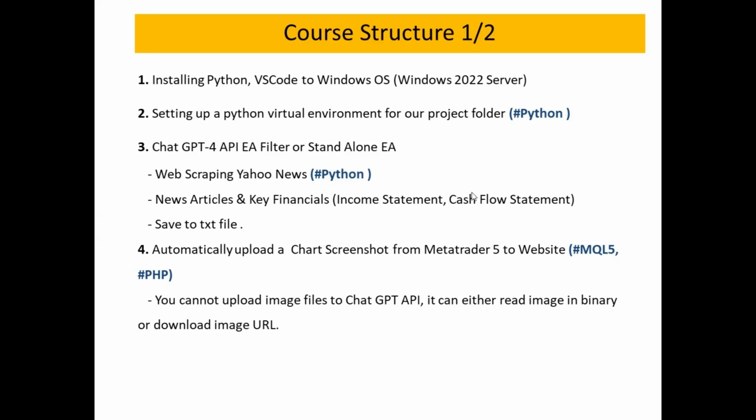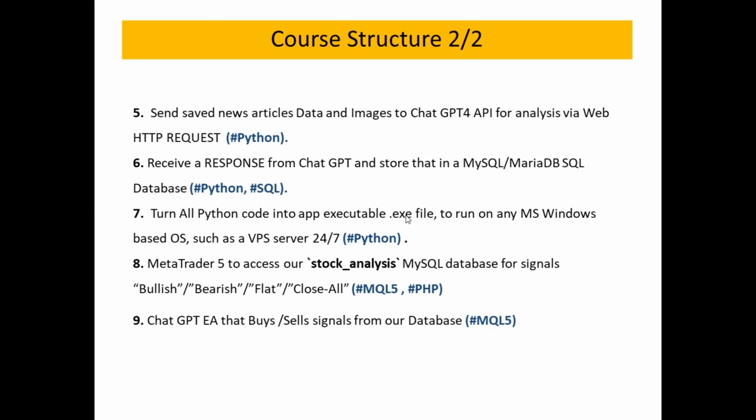In section 4, we're going to automatically upload a screenshot from MetaTrader 5 to our website server. Section 5, I'm going to send the news articles and data images to ChatGPT-4 for analysis. And then in section 6, we're going to send that response from ChatGPT into a database, so either MySQL or MariaDB. I am using MariaDB, but I provide code for both MySQL and MariaDB.